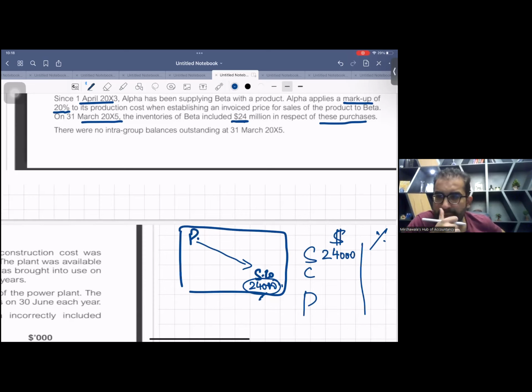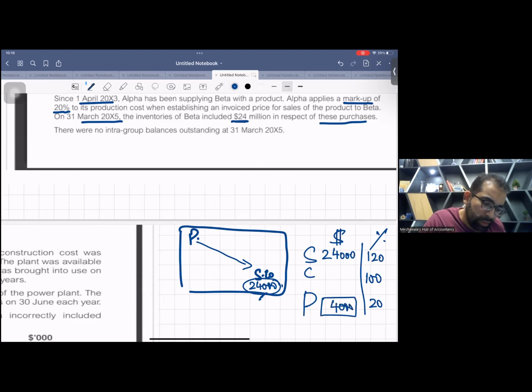Okay. So it's 24,000. Now you tell me, is it markup or margin? Parent company uses markup. So in markup, cost is always 100. The markup is 20, and this is 120. So you just shuffle it and calculate the profit. I think it's 4,000. Yes, it's 4,000.